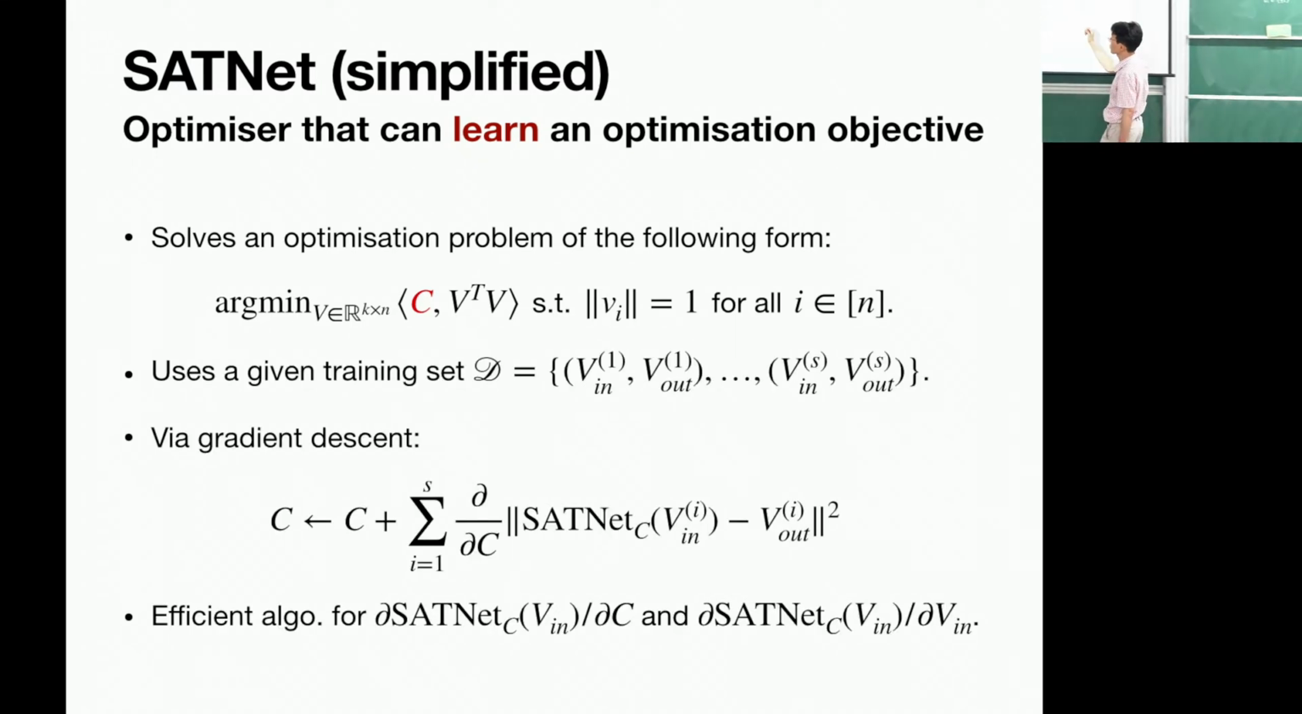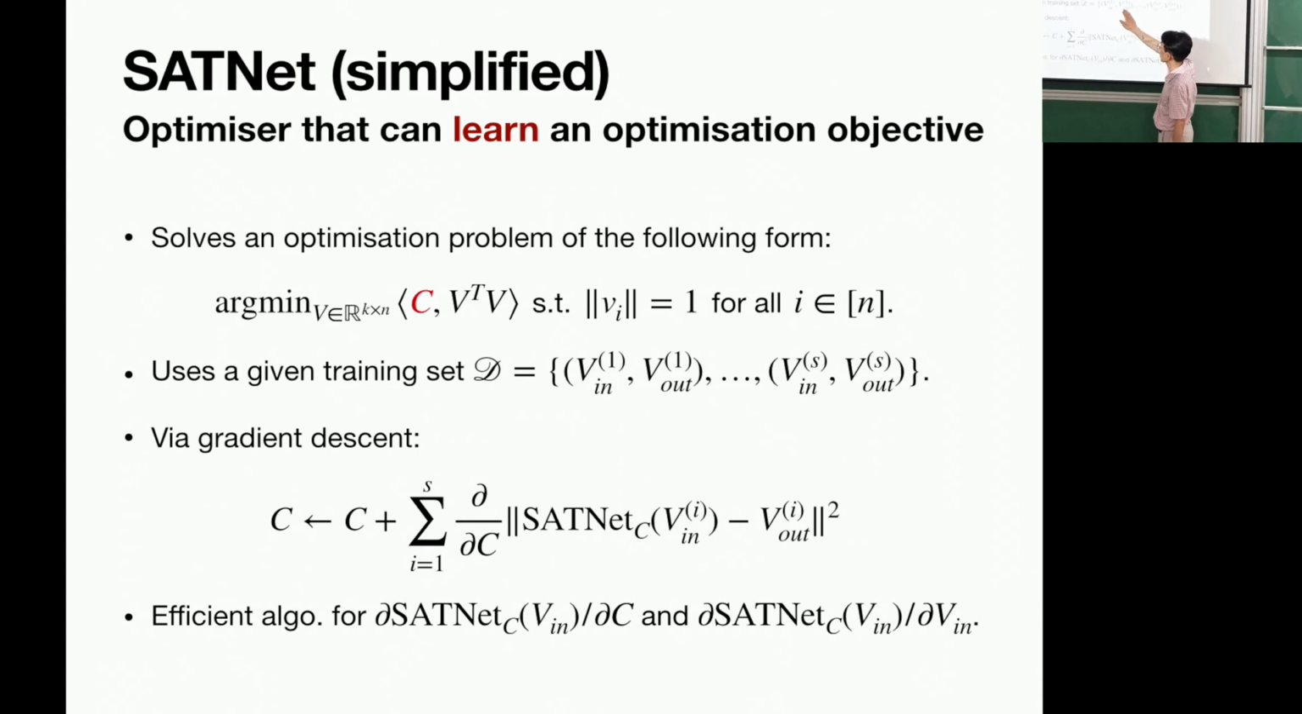To learn C, we have a collection of input-output pairs. V in means the part of v which is given as an input, and V out means the remaining part which is given as an output, and that's the part we want our optimizer to find. Here's one simple way to learn C from this training set.